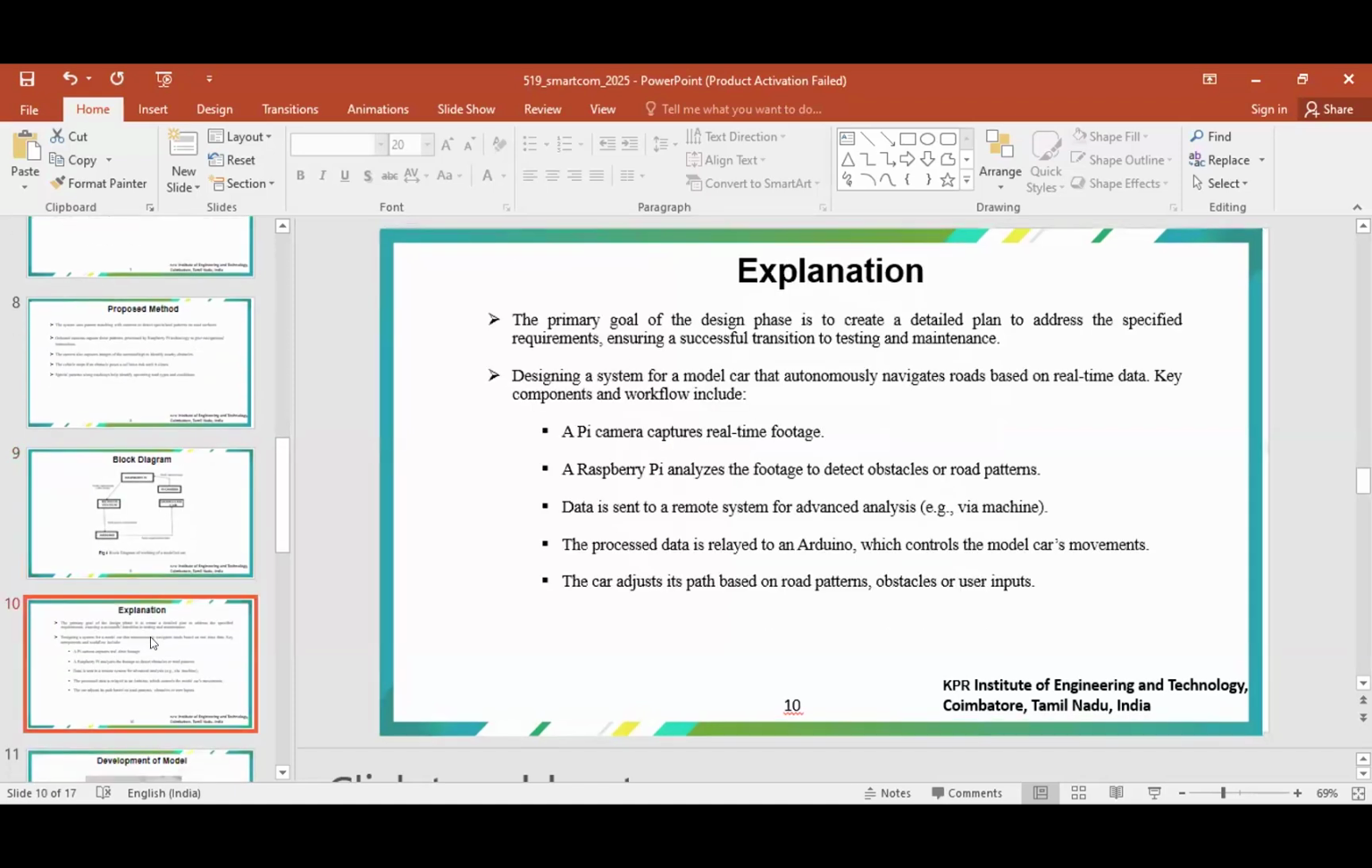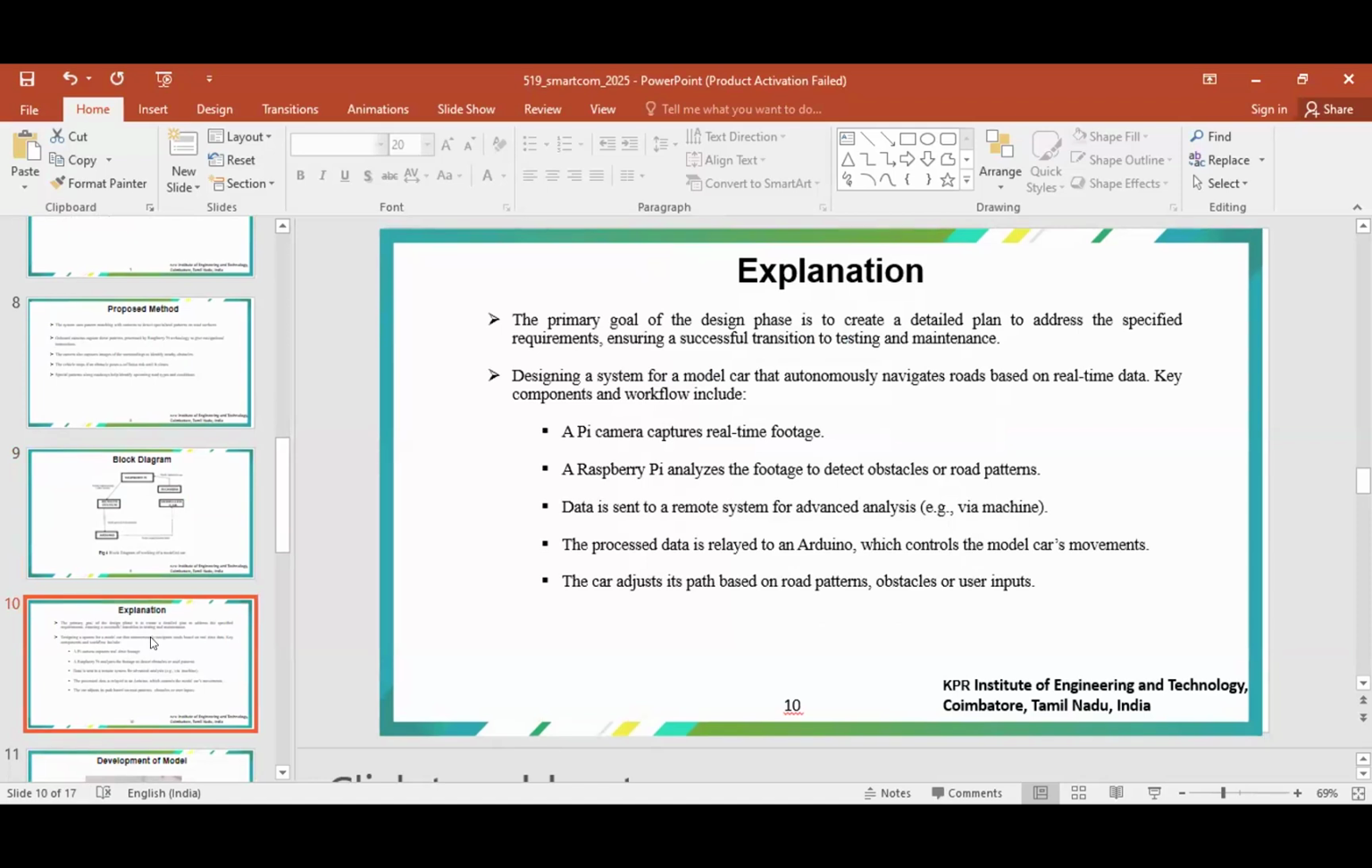And here is the explanation of this block diagram. The primary goal of this design phase is to create a detailed plan to address the specified requirements, ensuring a successful transition to testing and maintenance. It is a system designed for a model car that autonomously navigates roads based on real-time data.